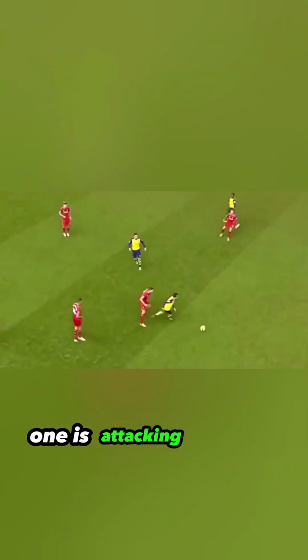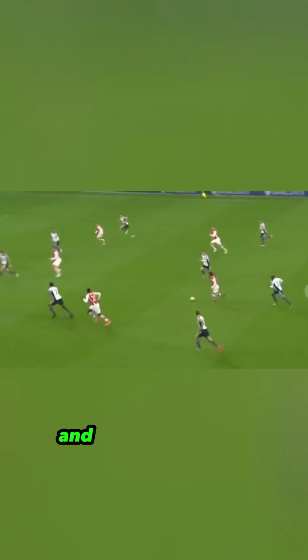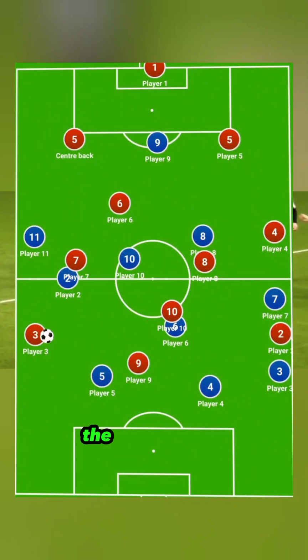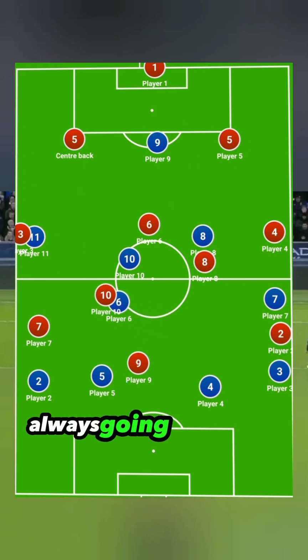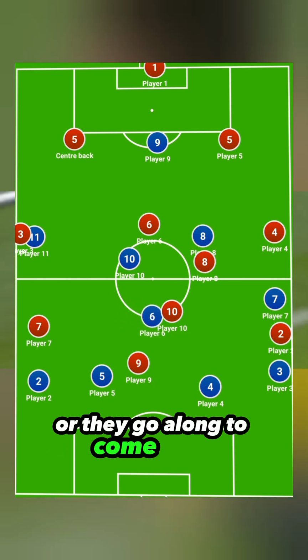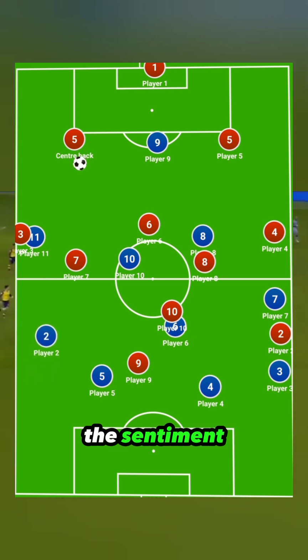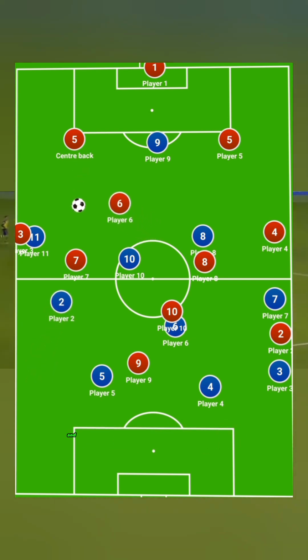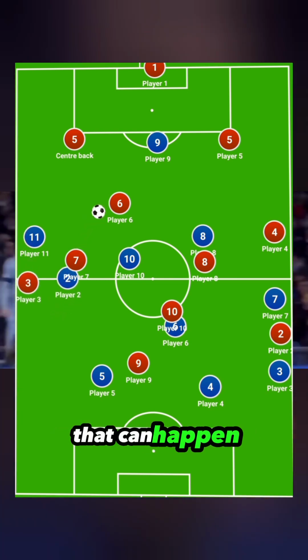And the final one is attacking patterns. You got to be able to study and understand how teams build up from the back and also goal scoring opportunities. So you got to examine the movement firstly in the attacking patterns, the movement of the players. Are the wingers always going short to go long, or are they going long to come short? And when they come long to come short, is that pass coming into the centre mid so that the fullback can overlap and they can hit you on the side areas? There's different attacking patterns that can happen. You understand? And this is why you got to study the team style of play and various styles of play and formations that may be played in your league.